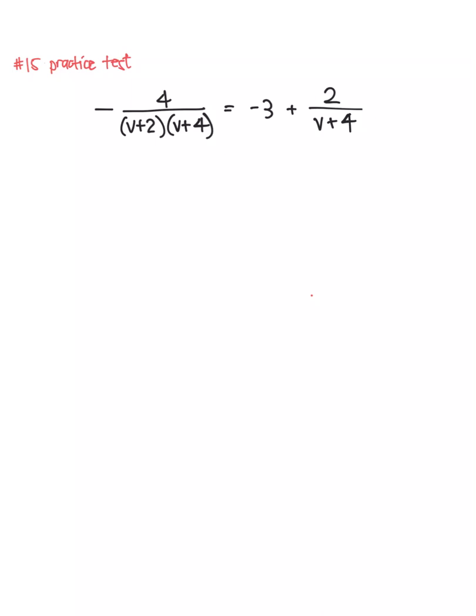Okay, to solve this rational equation, what I would do is first try to get rid of the denominator. Let's just look real quick. There are three terms here. Here's a term, here's a second term, here's a third term.